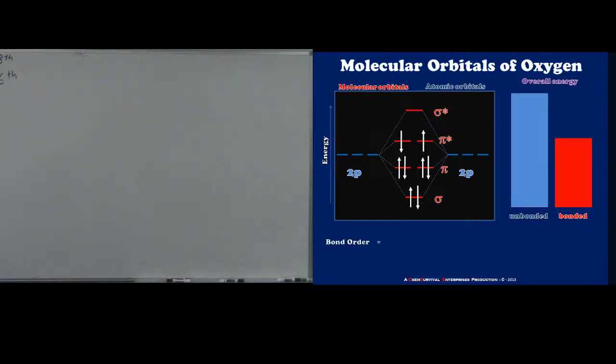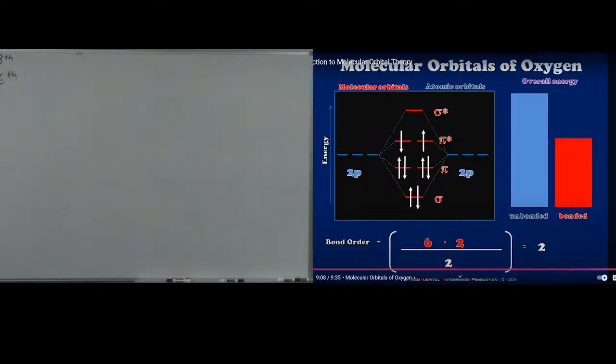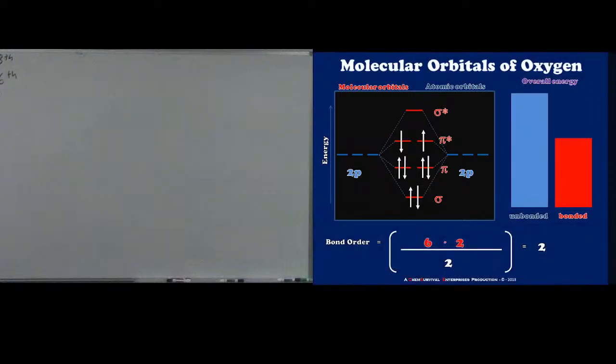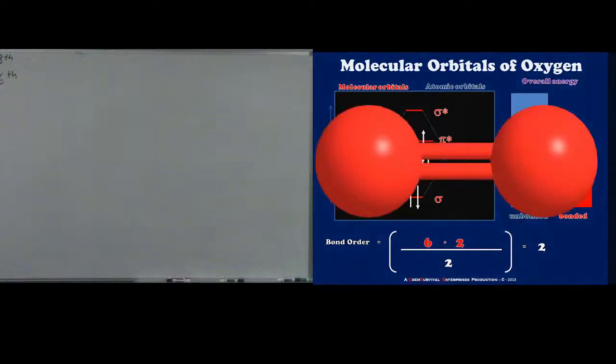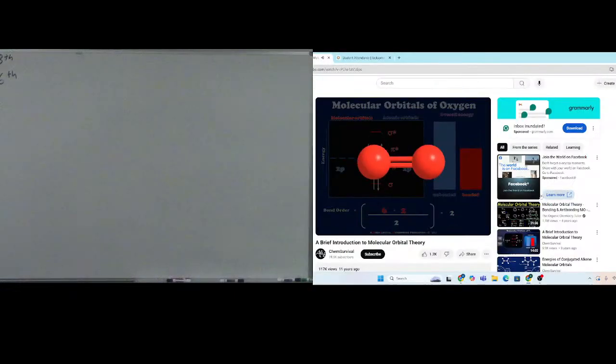The consequence of this should be clear, that the bond order is determined by its 6 bonding electrons, but also its 2 antibonding electrons. Therefore, we would expect the bond order in oxygen to be 2. Not only that, but we expect oxygen to behave as a paramagnetic species because it contains 2 unpaired electrons in its antibonding molecular orbitals. And both of these are in fact the case with oxygen.